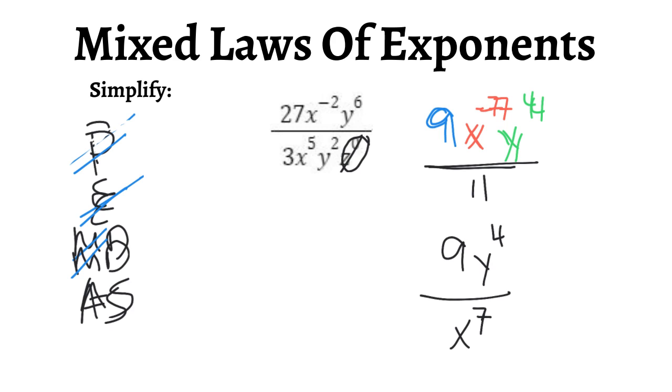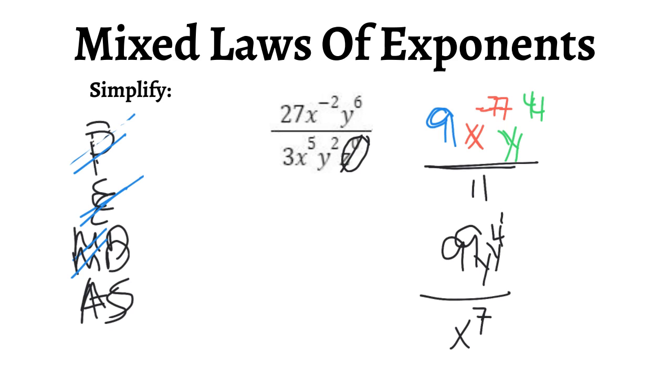Now, it looks like I've combined everything possible already. The only thing that I am noticing is that I do have a negative exponent. Remember, we want to deal with only positive exponents. So, to get rid of this negative, we're going to take this entire x to the negative 7 and flip it to the denominator to make it positive. And this is our end result.